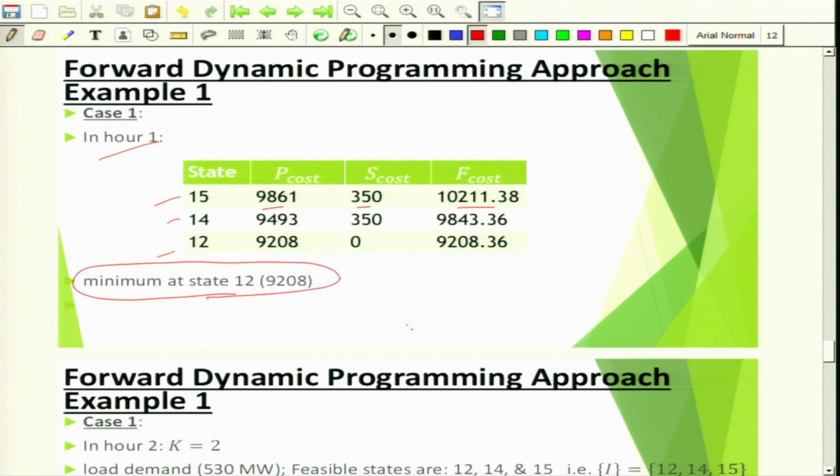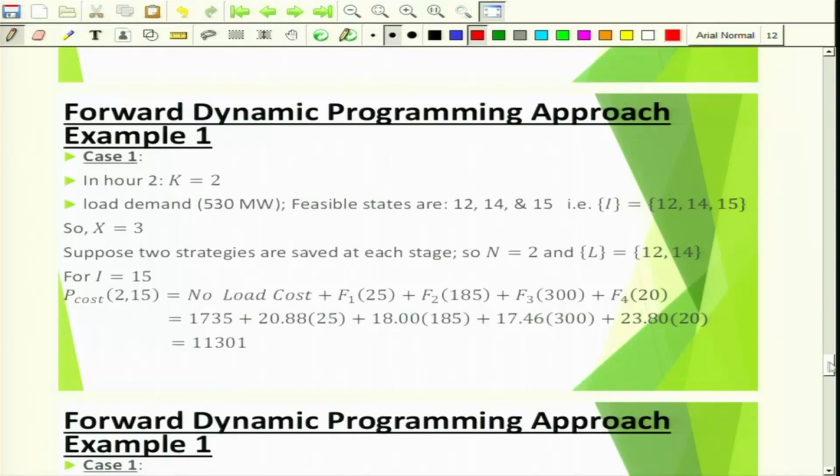Unit 12, the state 12. Though x is equal to 3, among them the most economical one is state 12, 920, 8.36 fuel cost. Next move on to the second hour, k is equal to 2. Now in the second interval the load changed, then the load demand is 530 megawatt.